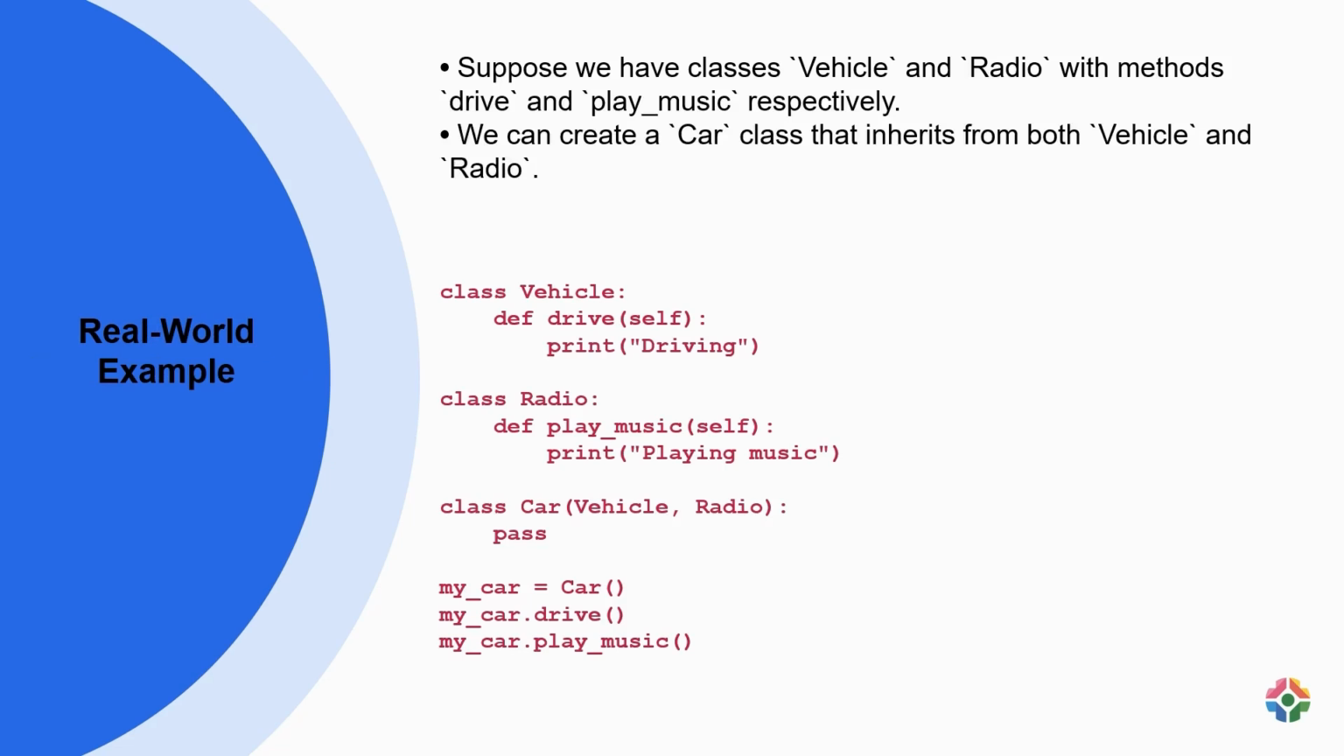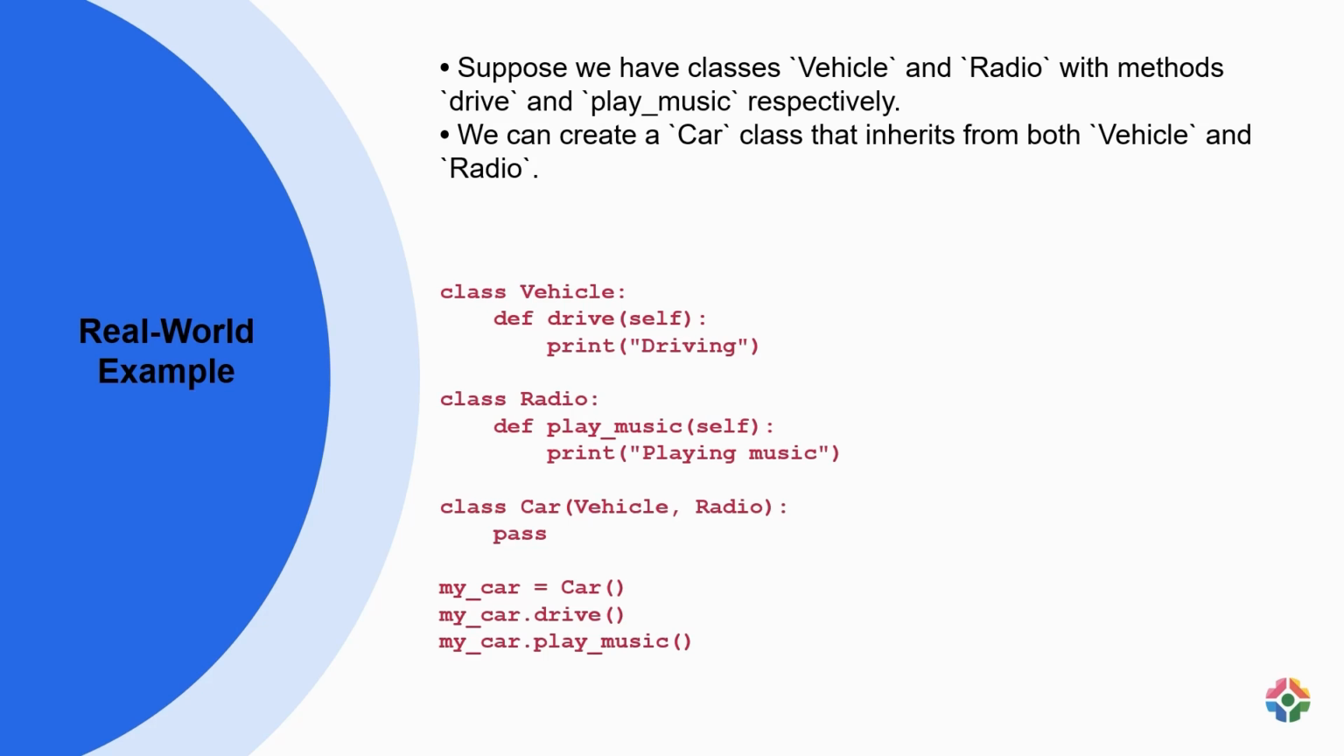In the provided Python code snippet, there are three classes: Vehicle, Radio, and Car. The Vehicle class has a method drive, and the Radio class has a method play_music. The Car class inherits from both Vehicle and Radio, forming a multiple inheritance. By creating an instance of the Car class, myCar, we can access both the drive method from the Vehicle class and the play_music method from the Radio class using myCar.drive and myCar.play_music respectively.